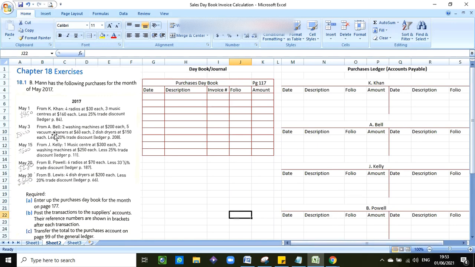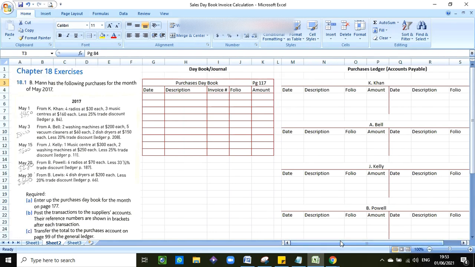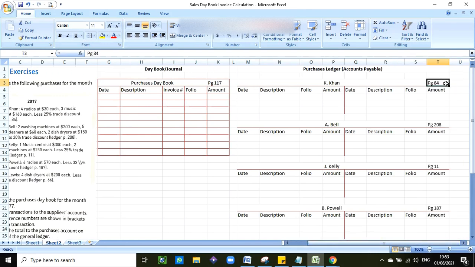Okay, so this page number right here that you see, it's for K-Can. So we'll use that page number when we open the T account for K-Can. So notice I have the T account for K-Can here, and I have the page number 84. Okay, so that is what I have. That is how I use that number. It's right here.